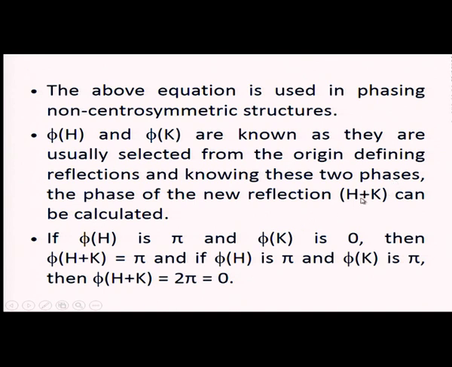So, let us take an example. If phi of h is pi, and phi of k is 0, then phi of h plus phi of k is pi plus 0, which is pi. So, this will be the phase of the new reflection h plus k. Suppose phi of h is pi, phi of k is pi, then phi of h plus k will be pi plus pi, which is 2 pi, which is equal to 0. So, this is how we are going to do it. So, you can do the exercise.